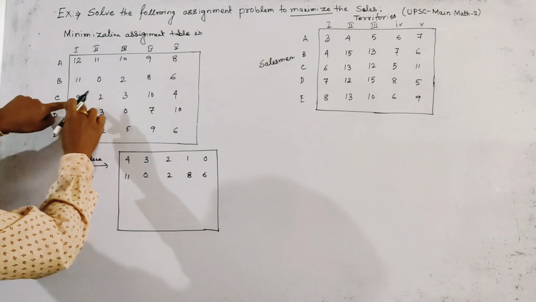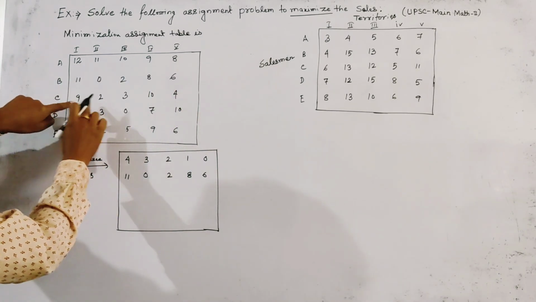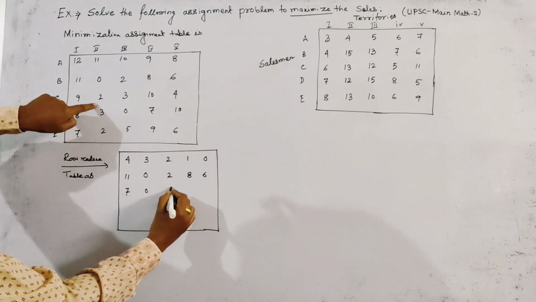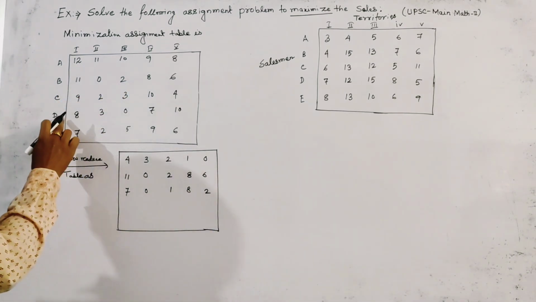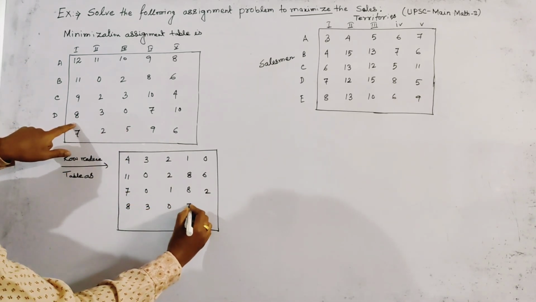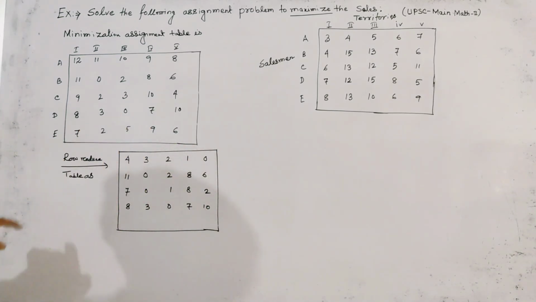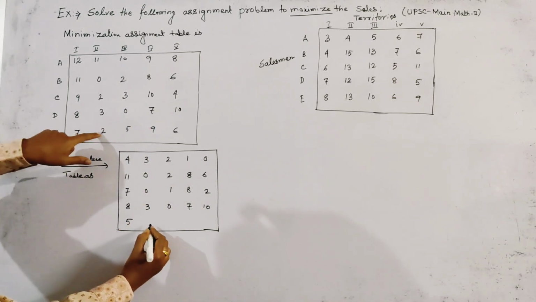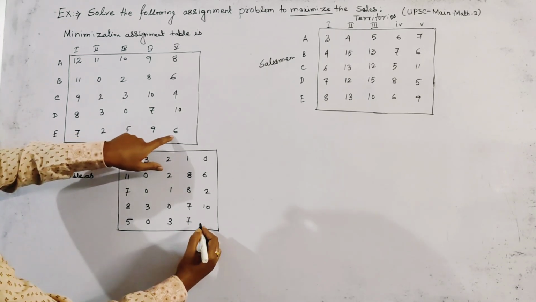Now for the third row there is no 0, so we subtract the least element 2 from each element and get the result: 7, 0, 1, 8, and 2. For the fourth row there is a 0, so this is also unchanged: 8, 3, 0, 7, 10. There is no 0 in the last row, so we subtract 2, the least element, from each element. This is 5, 0, 3, 7, and 4.